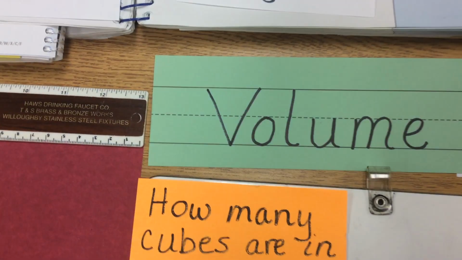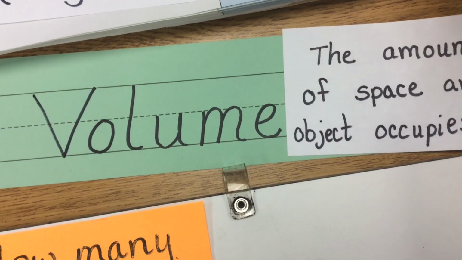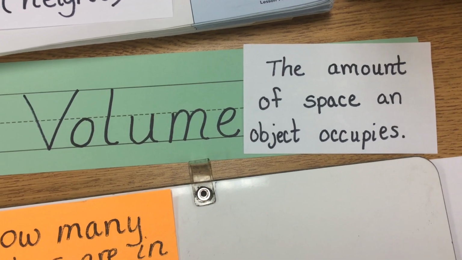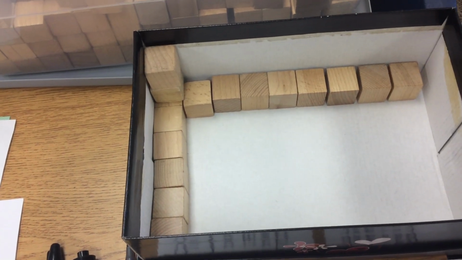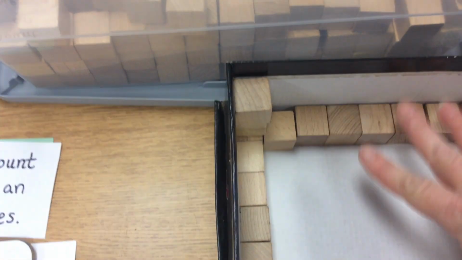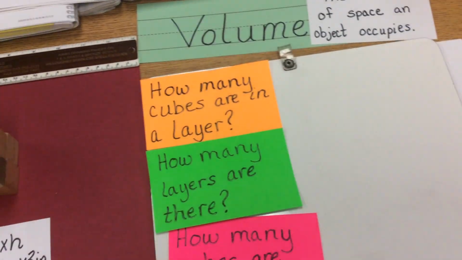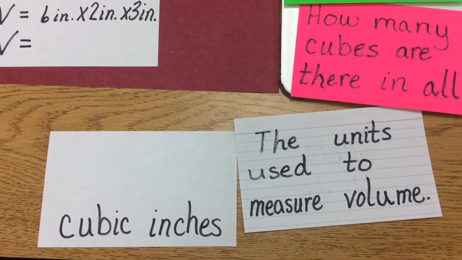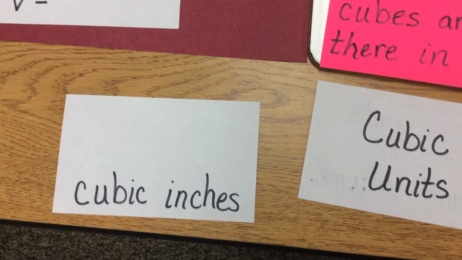Now let's look back at volume. Volume is the amount of space an object occupies. For example, look at the space inside of this container, or the space inside of a shoebox. This is volume. Whatever it can hold is the volume. Sometimes we see volume in liquids, and sometimes we see it in cubic units. Cubic units. And that's what we're talking about today.